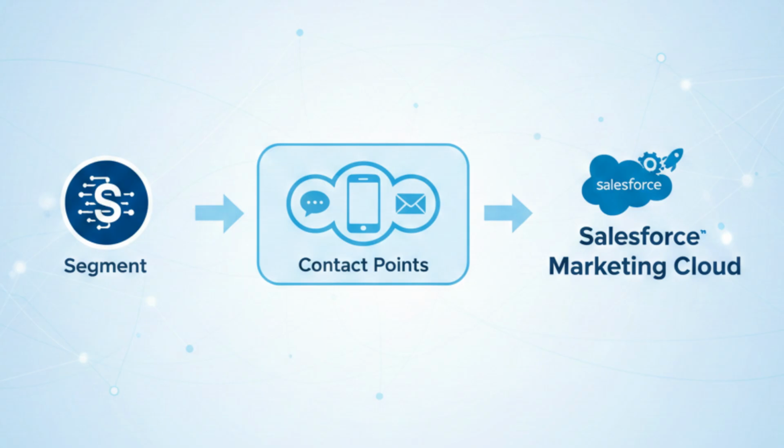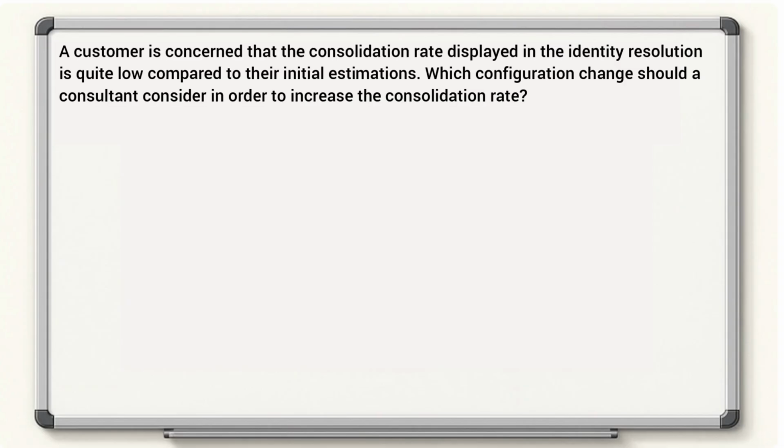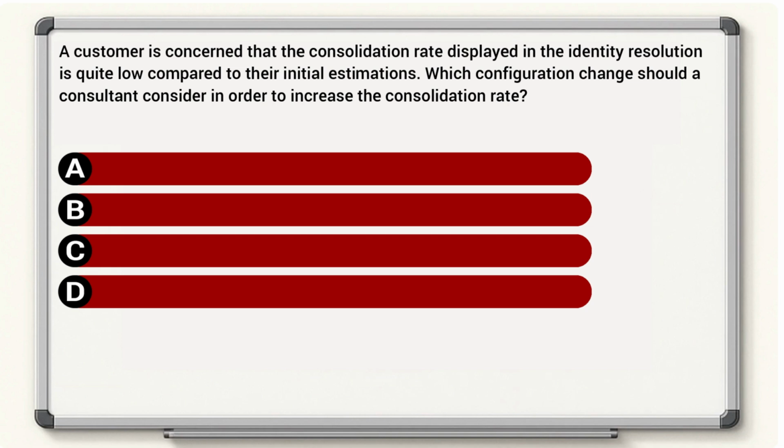In Salesforce exams, remember this rule. If it's already part of the segment definition, you don't add it again in the activation. Let's start with the fifth question. Finally, a consolidation rate question, very common in identity resolution scenarios.